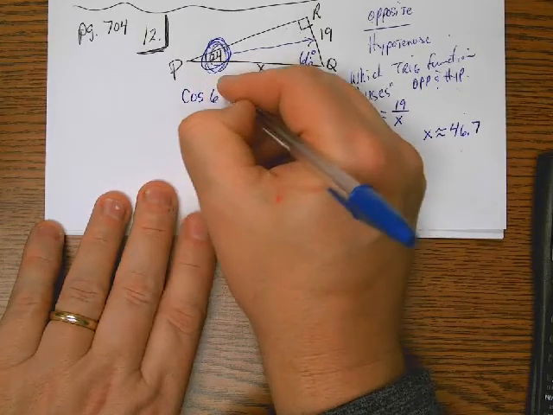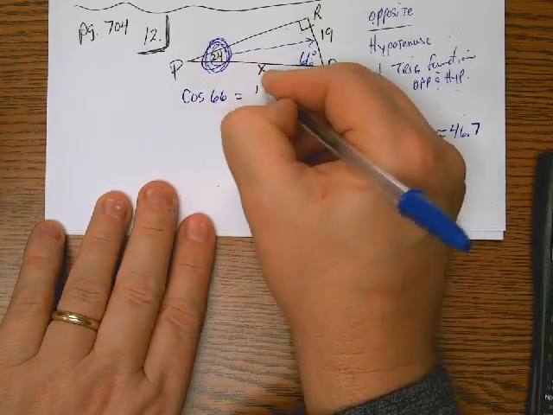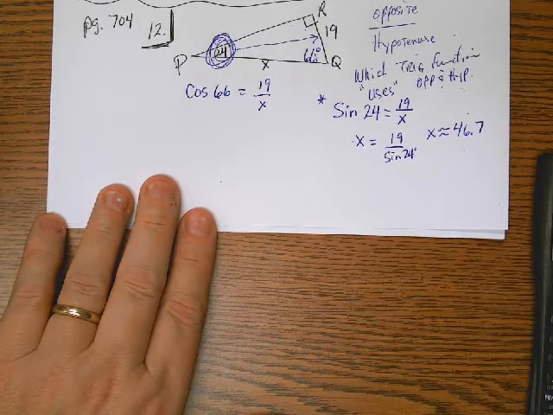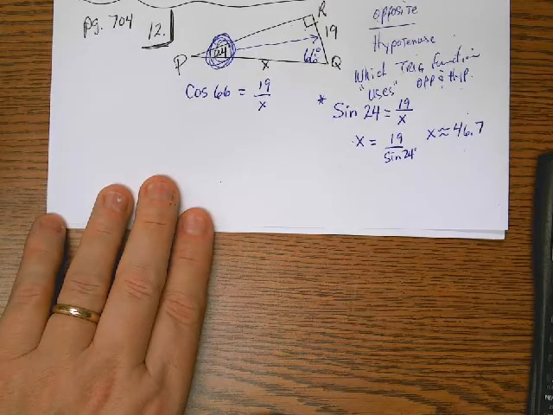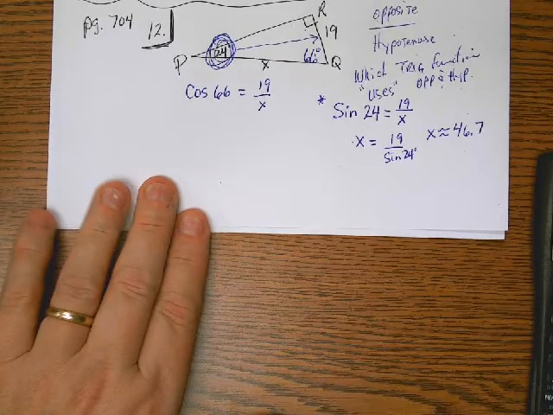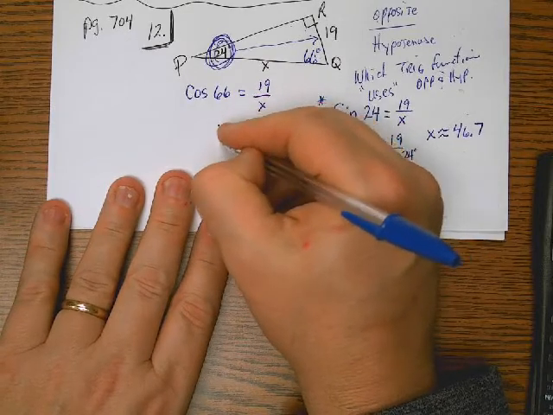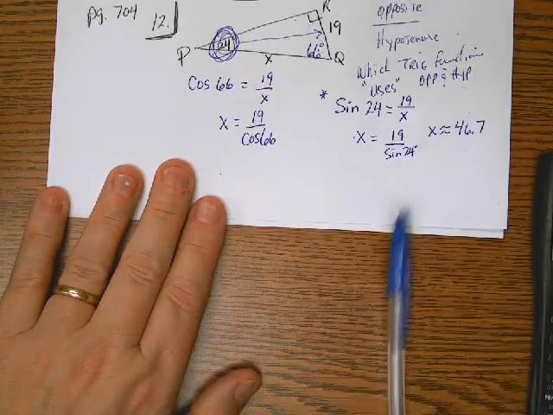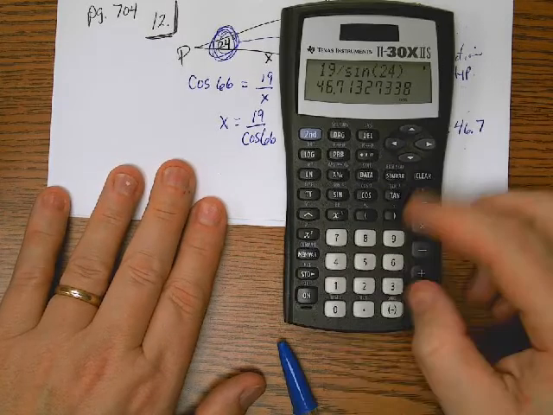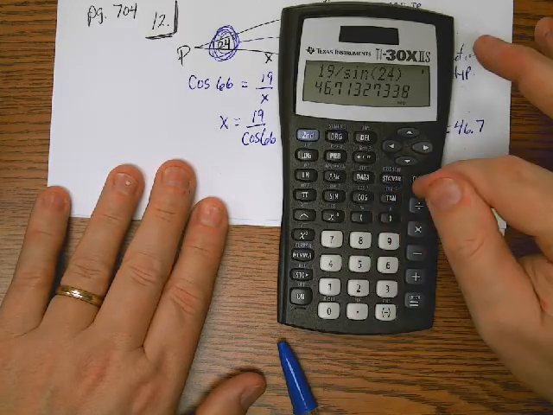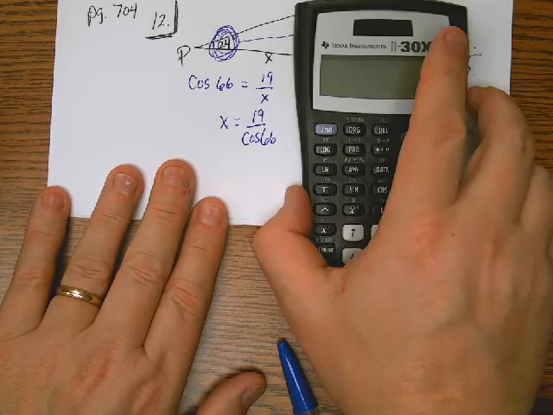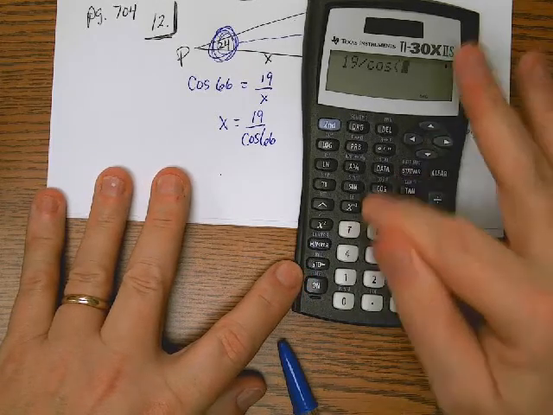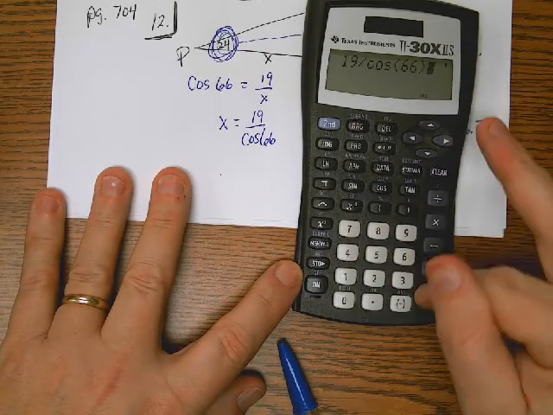So if that's 66, look at this. I can set up the cosine of 66 is equal to 19 over x. You see how I've now switched from using the sine function to the cosine function? All right. Solve, and I end up with x is equal to 19 over the cosine of 66. Let me use my outstanding calculator. 19 divided by the cosine of 66.